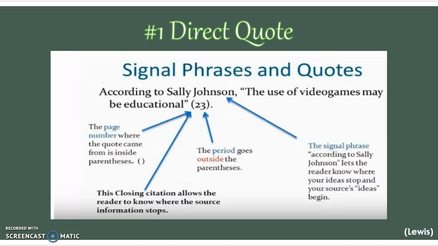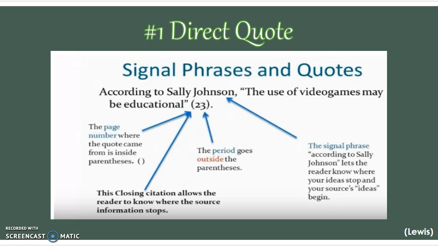If you look at this example, you'll want to use single phrases or transitional words and phrases with your quotations. So this particular example is doing a few things here. According to Sally Johnson, the use of video games may be educational, 23. So we can see that in the single phrase, according to Sally Johnson, we have established who is the reference source for the direct quote. In that case, we wouldn't have to put the author's last name inside of our parenthetical citation. We just put the page number 23.